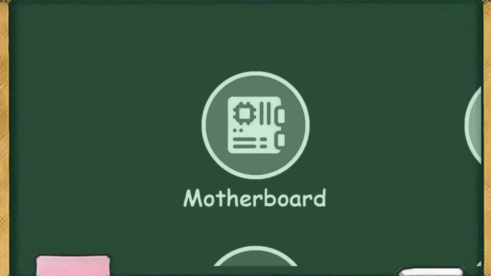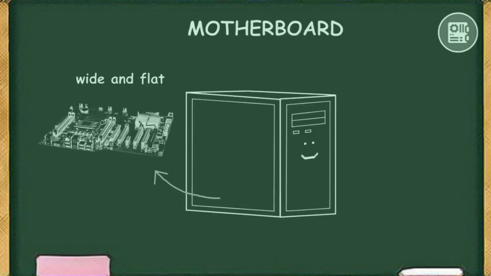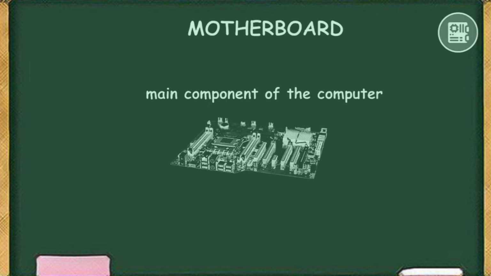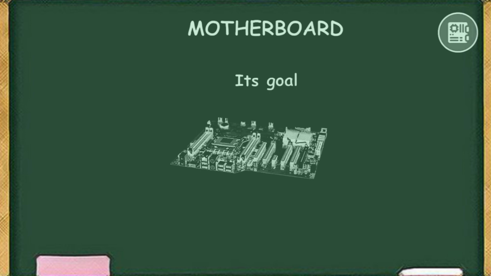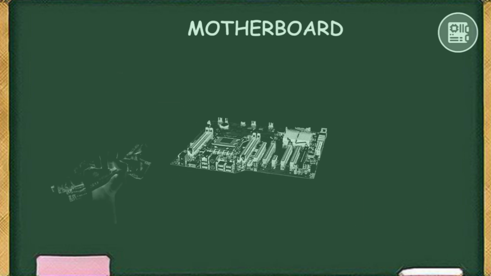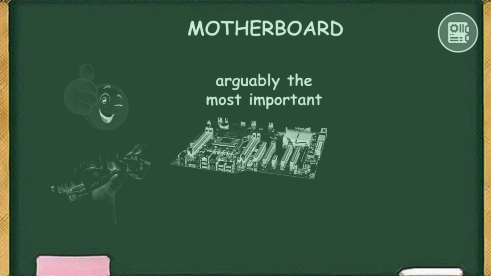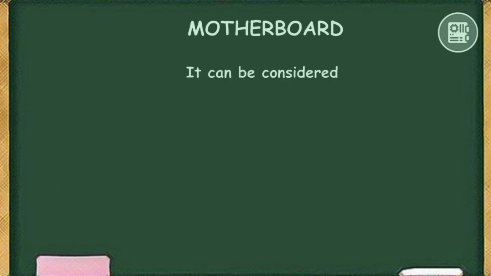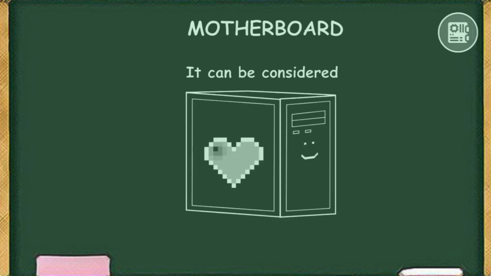Motherboard. The motherboard is a wide and flat circuit board, and it's the main component of the computer where every other component gets connected. Its goal is to make the different parts of the computer communicate with each other. It's relatively cheap compared against other components, and even though it's arguably the most important one, it can be considered the heart of the computer.